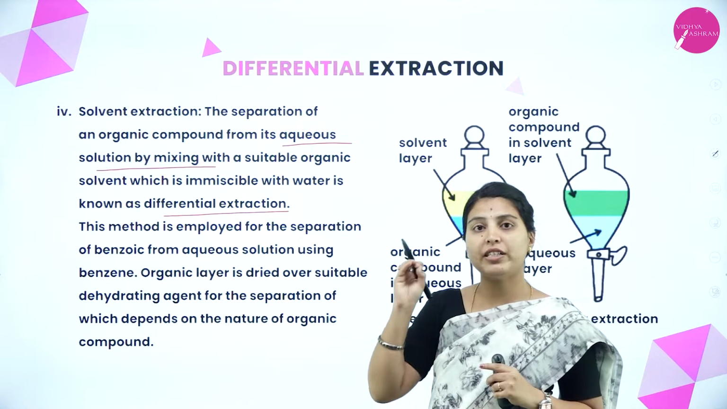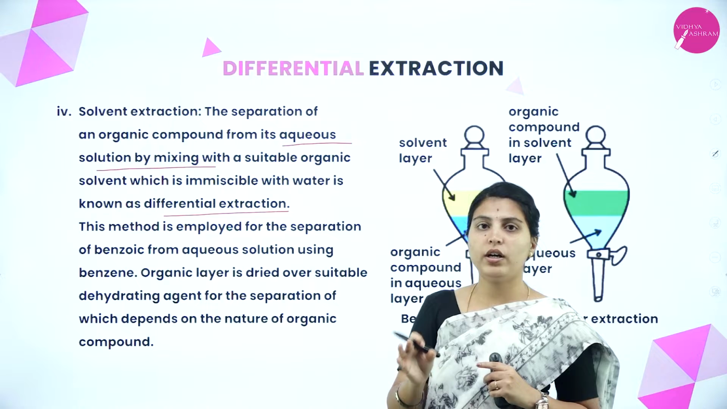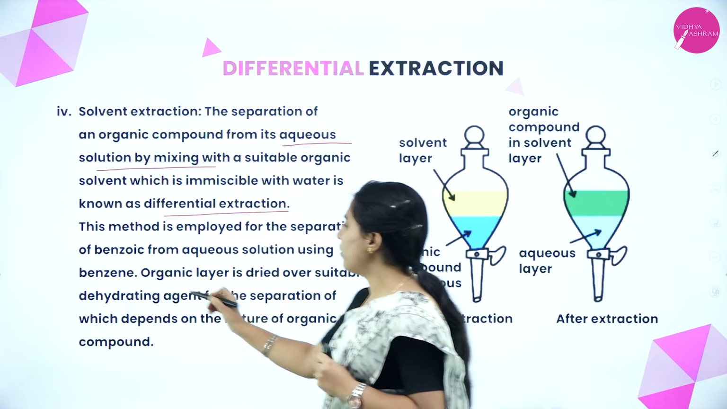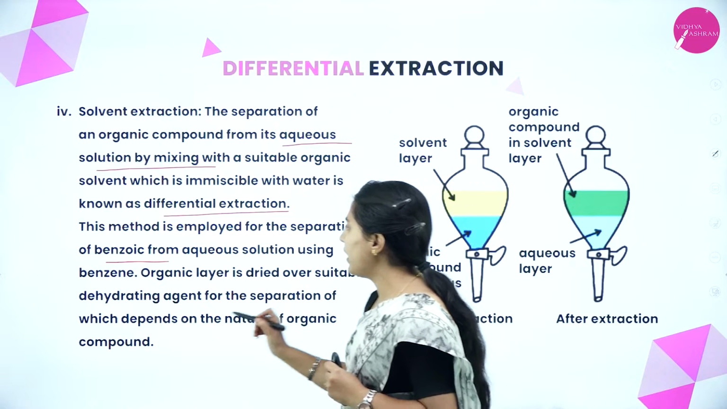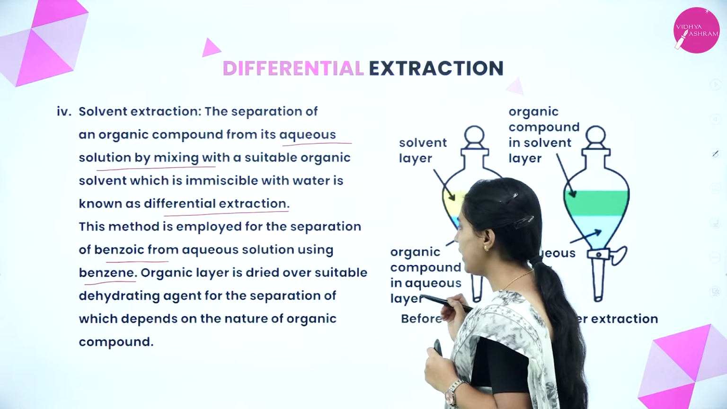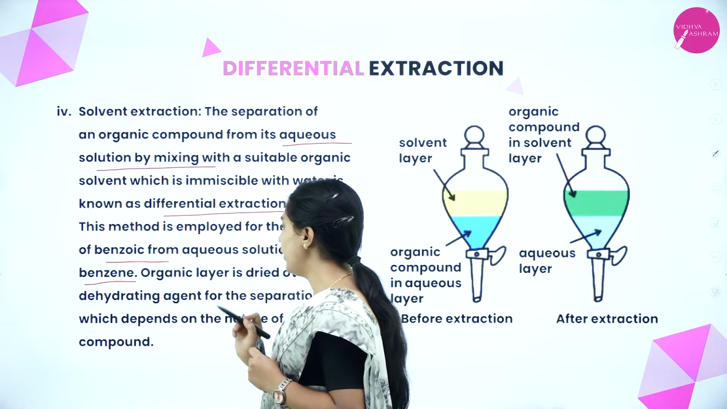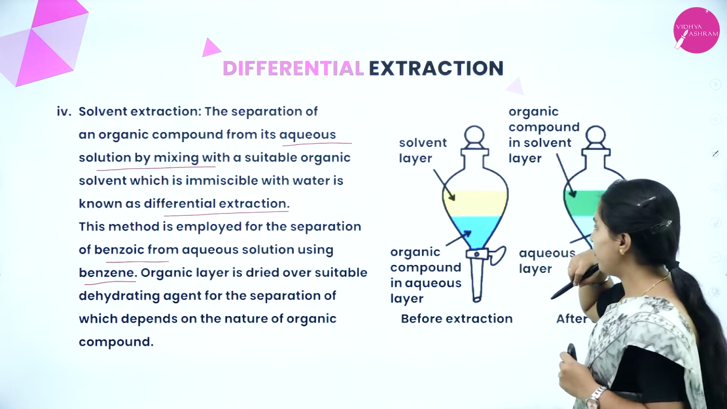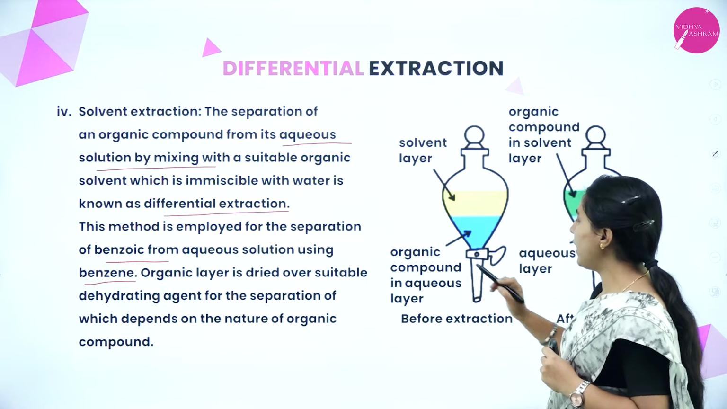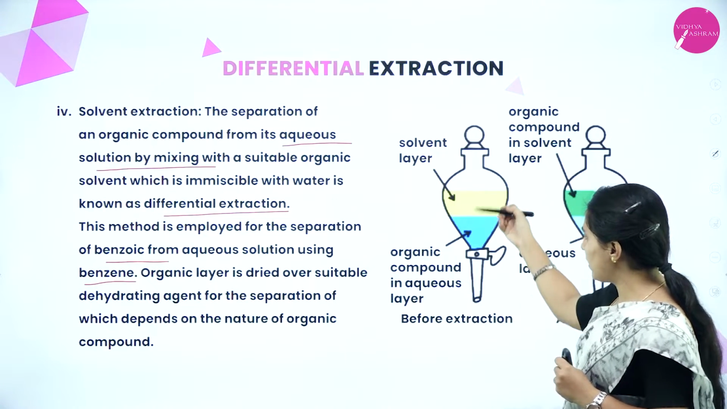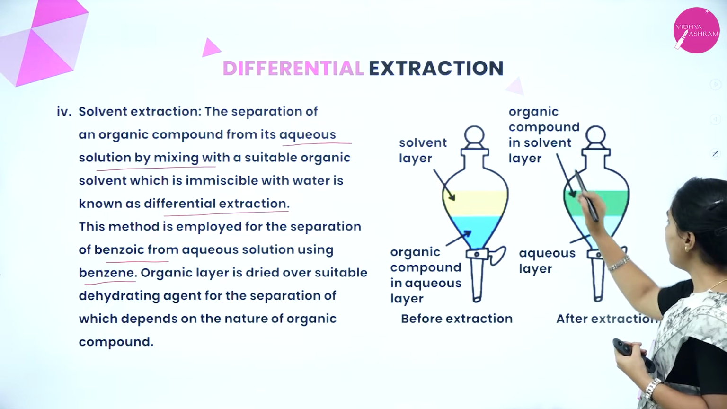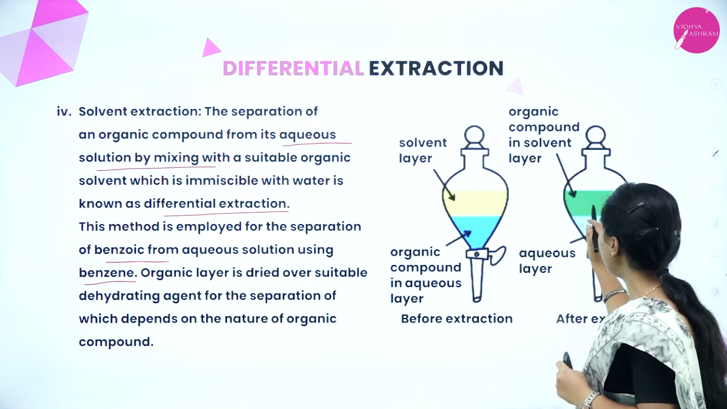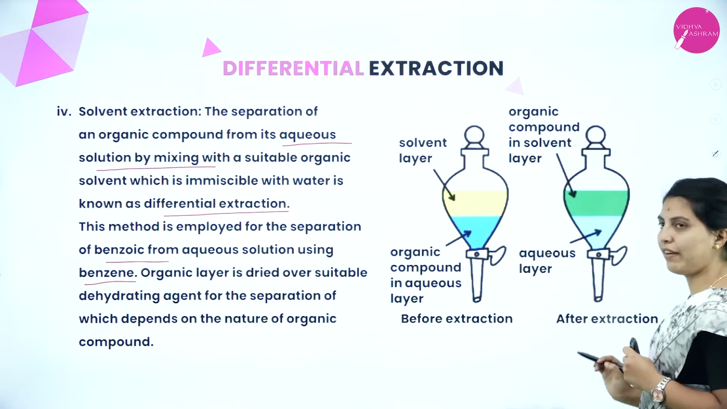The organic compound should dissolve in the organic solvent in the absence of water, and then they get separated. This method is employed for the separation of benzoic acid from aqueous solution using benzene. The organic layer is dried over a suitable dehydrating agent, which depends on the nature of the organic compound. See here, this is a separating funnel. The organic compound in the aqueous layer moves into the solvent layer and the color changes. The water layer gets separated and the compound is present in the solvent layer. This is before extraction and this is after extraction.